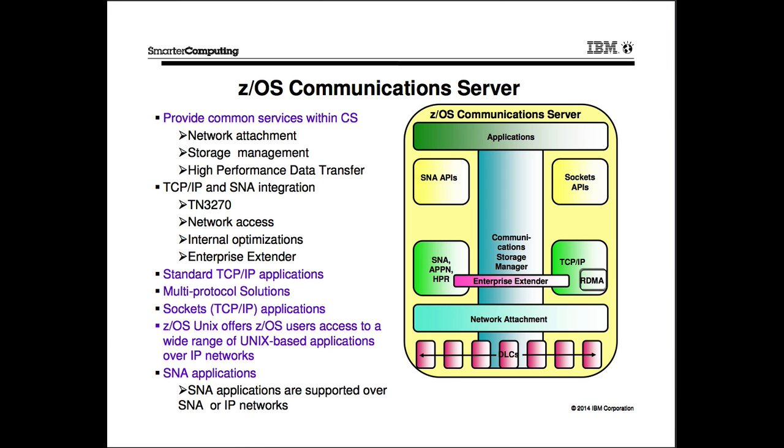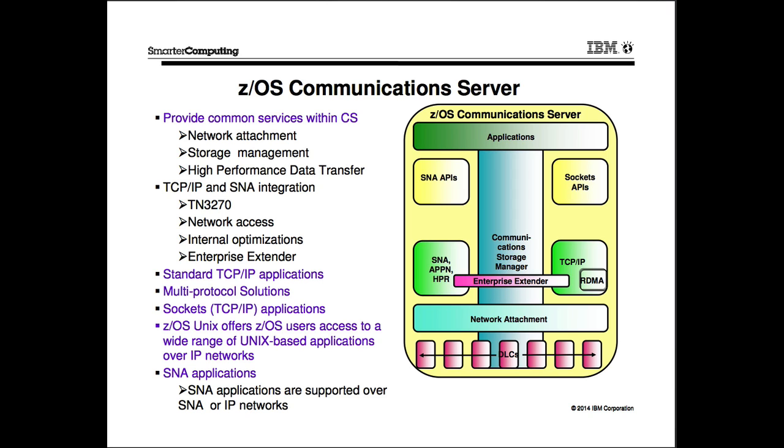So z/OS Communication Server, remember, it started off as two different products, VTAM and TCP/IP, and it still basically has two halves. It has the SNA half and the TCP/IP half. However, they're glued together into one product, and they use some common services. Network attachment, storage management, high-performance data transfer, those are all shared services between the SNA side and the TCP/IP side.